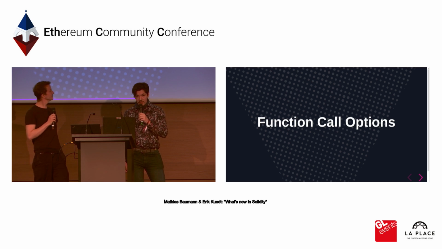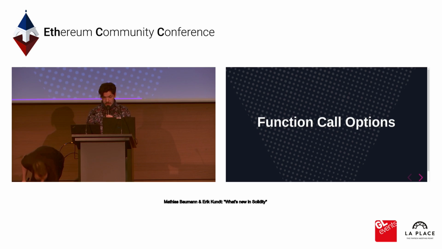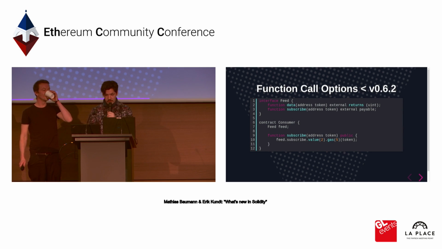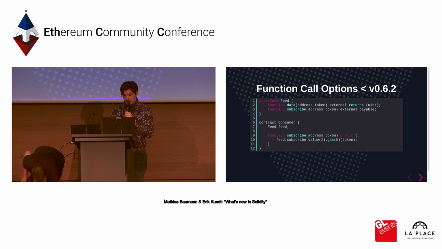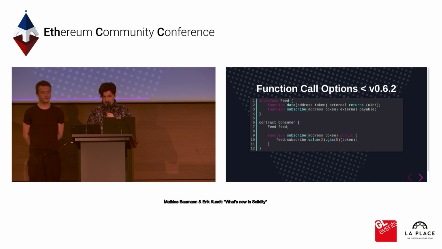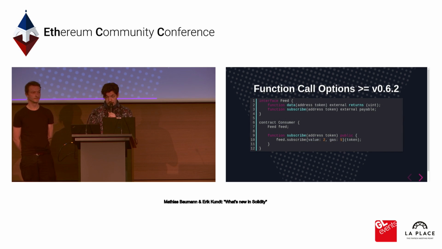Next one: function call options. You may know them as .value and .gas if you want to pass gas or wei to an external function call. In this example, you see how we pass wei to the subscribe function, and 5 gas. We changed the syntax for those because another feature that we introduced required also a new syntax, and these two work very well together. And this syntax is also not that nice because it looks like a function call, but it really isn't.